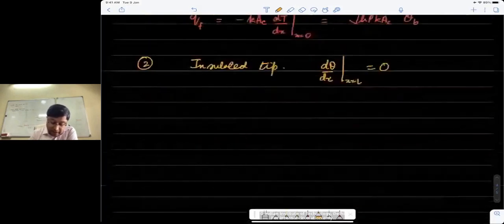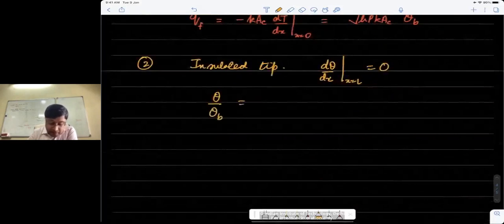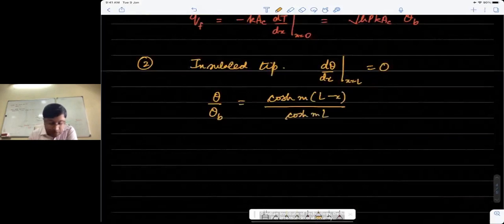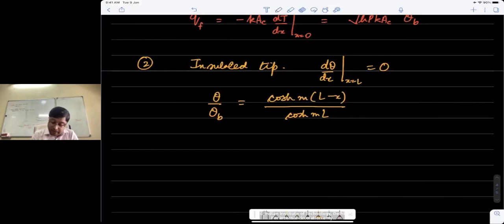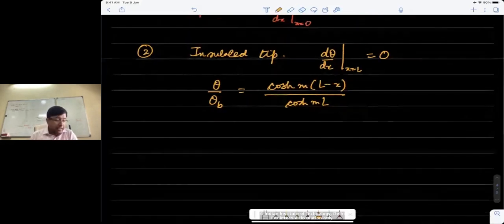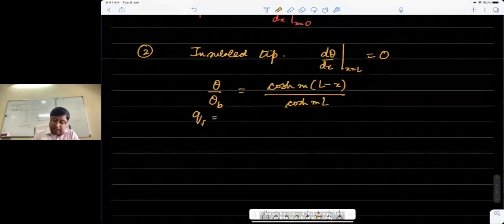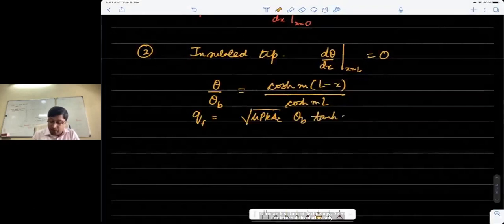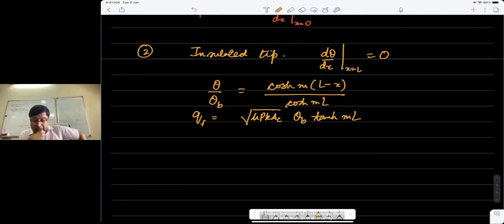This is the condition. If you use it, you can then derive that the solution theta by theta b will come out to be a ratio of two hyperbolic functions. So cosh of m times (L minus x) by cosh of mL. Okay, this is m(L minus x). And secondly, the heat transfer rate, which we can again calculate using the gradient of this function, would be square root of hP kAC times theta b times tanh of mL. So that is the heat transfer rate if the tip was insulated.